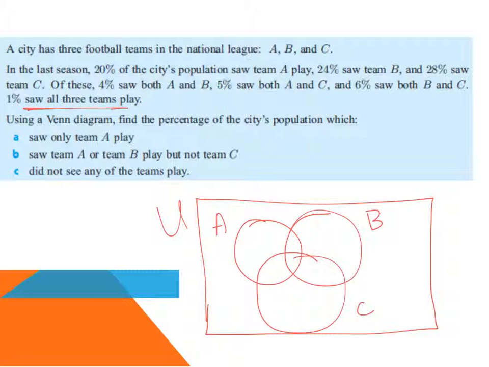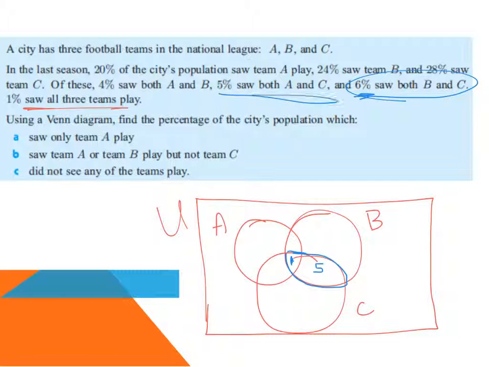It says that 1% saw all 3 teams play. So this is where our all 3 teams go. So we're going to put a 1 here for the 1% that saw all 3 teams play. Then it says 6% saw both B and C. So B and C is this section right here. That's where B and C intersect, and a total of 6% saw B and C, and we've already accounted for the 1% in the middle, so that must mean that 5% goes here.